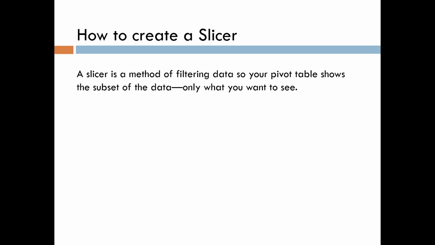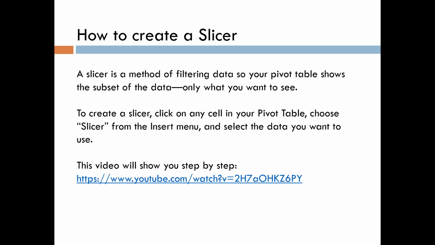A slicer is a method of filtering data, so your pivot table shows the subset of the data. To create a slicer, click on any cell in your pivot table, choose Slicer from the Insert menu, and select the data you want to use. Want to see an example? Check out this video.